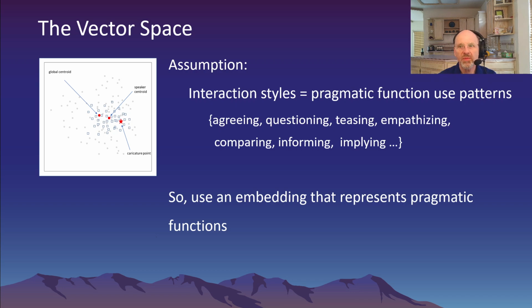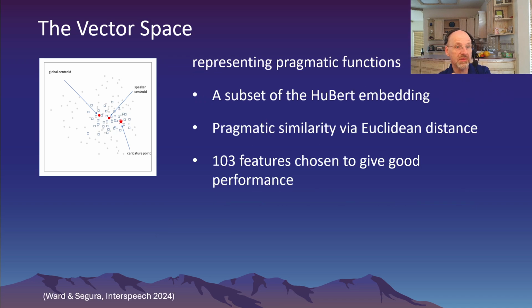So if that's our model, then we need an embedding, a vector space, that represents the pragmatic functions. There are embeddings that represent speaker identity and semantic content and all these things, but we need something that represents pragmatic functions, and we found one. This is another paper, but the vector space represents pragmatic functions.